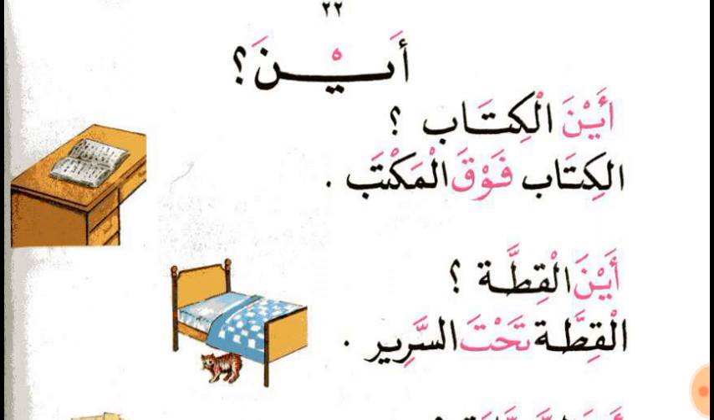Aina al-qitwatun. Where is the cat? Al-qitwatu tahat al-sariri. Whenever we use these words, fauqa, tahata, khalfa, imama, these words add kasra to the word that is after them. Fauqa al-maktabi, tahat al-sariri. So add kasra at the end. Okay. You mean this way they are huruf jar? These are not huruf jar, but they work like huruf jar. Okay. Al-qitwatu tahat al-sariri. The cat is under the bed. Good.